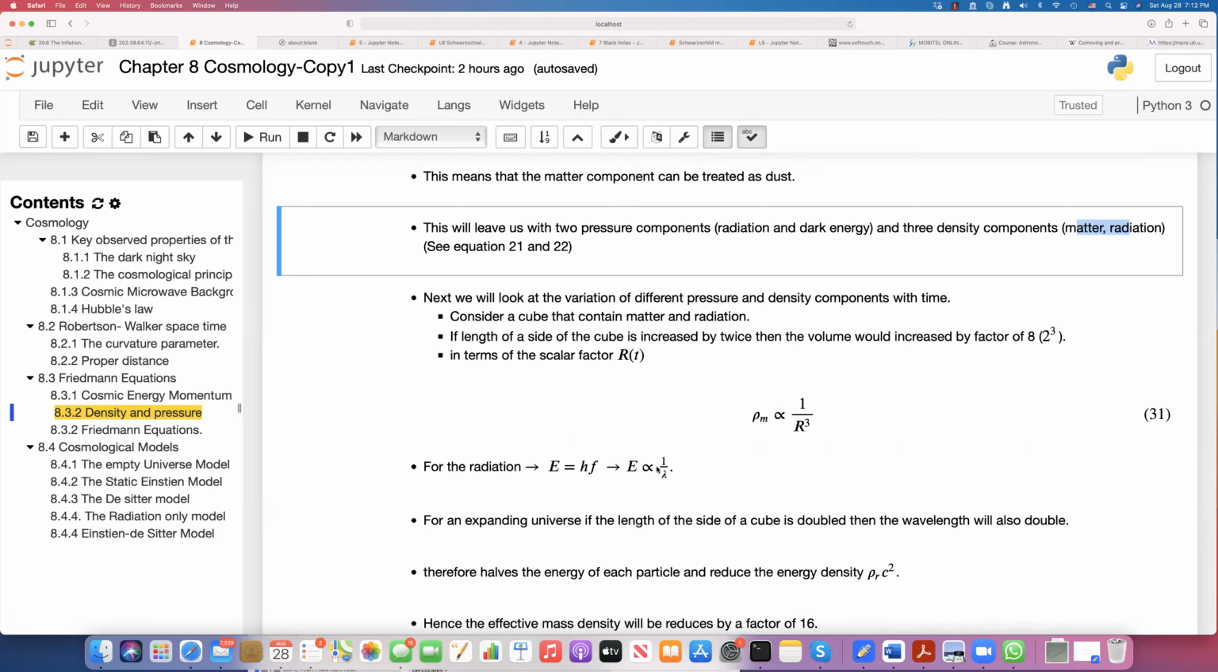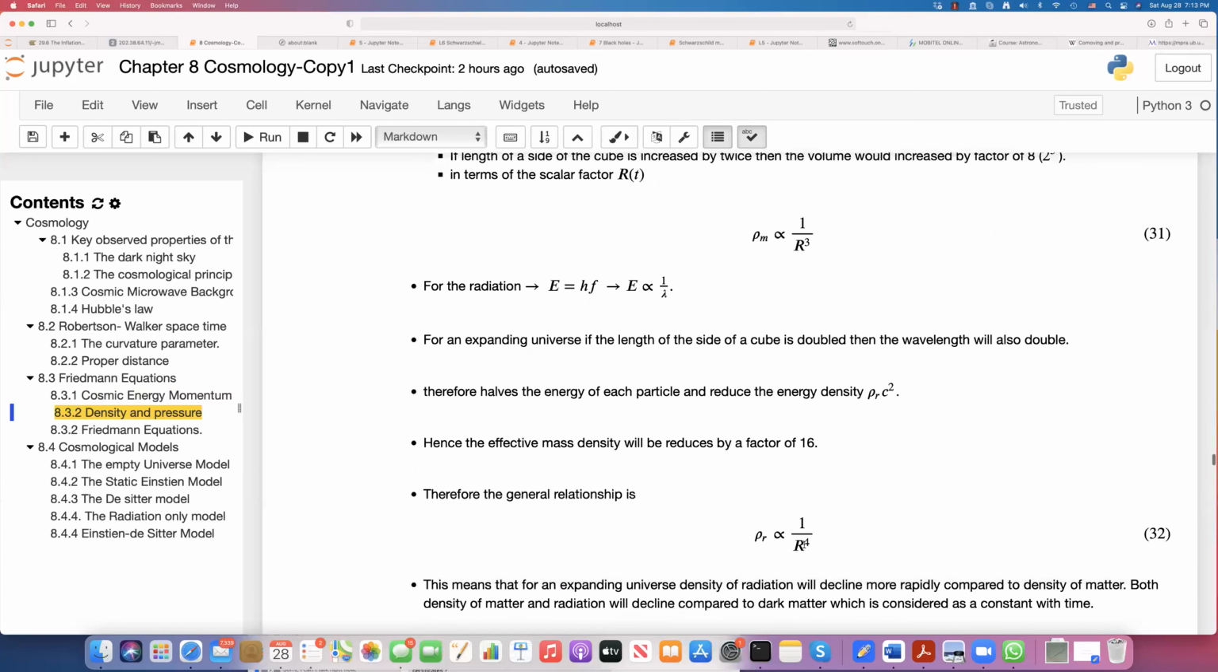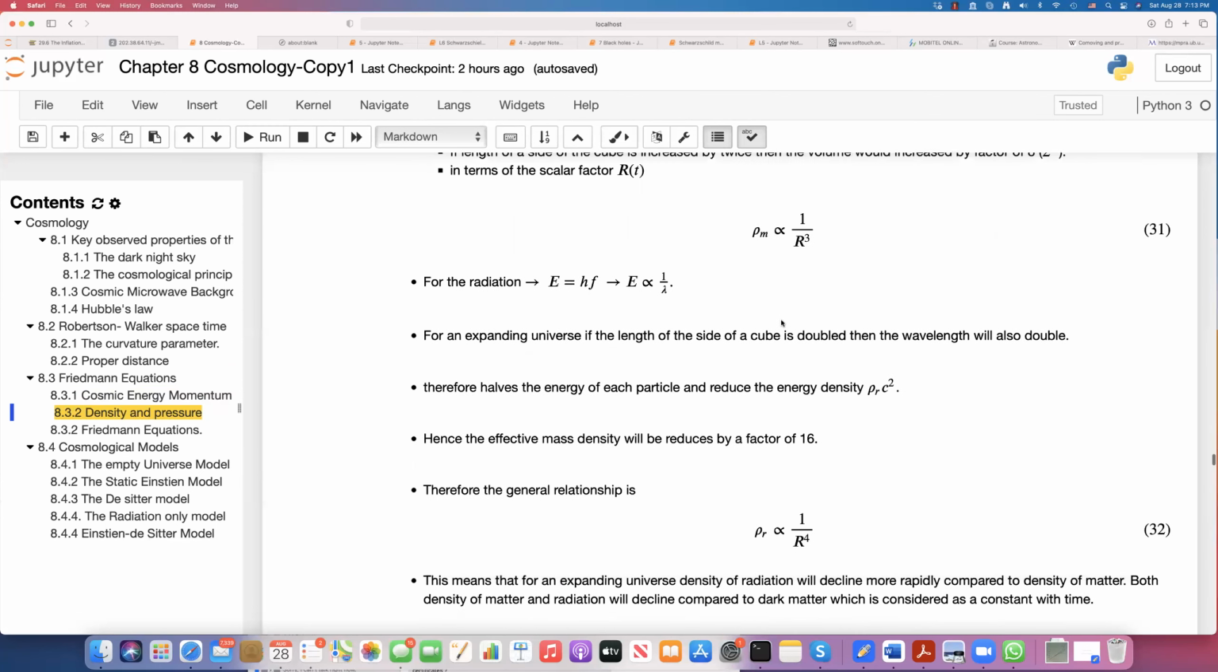Now, what would happen in a similar situation, when you increase the volume by double, the wavelength will also double, right? In addition to this relationship, that increase of the wavelength will again decrease the energy. And because there is an additional term that comes from the wavelength, the radiation density will be inversely proportional to r to the power 4. Right? You can see the difference.